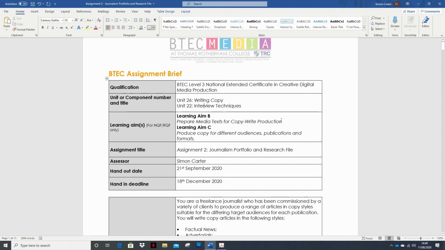You don't need to worry about this text in italics here, but you just need to know that this assignment is going towards learning aim B and learning aim C. I think that'll become a bit more clear when I show you the unit specification next, and it tells you a little bit about that learning aim and what you need to do for that learning aim.